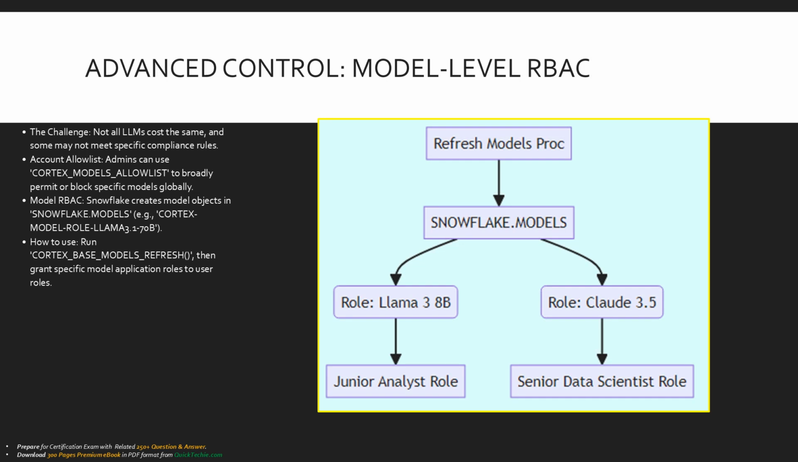Let's push further into advanced governance. What if you want your users to run LLMs, but you only want them using smaller, cost-effective models like Llama 3.8b, while blocking massive models like Claude 3.5 Sonnet? You can do this via model-level RBAC.